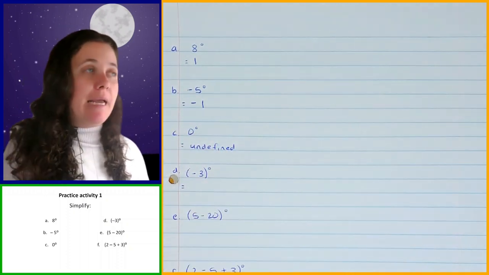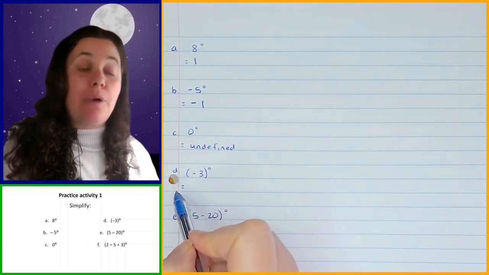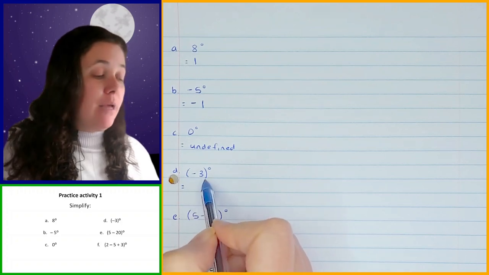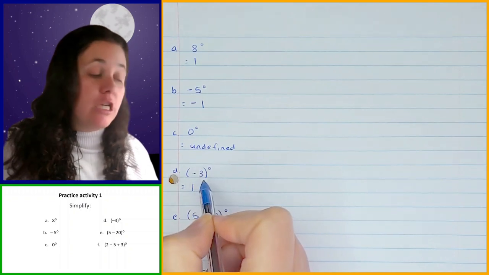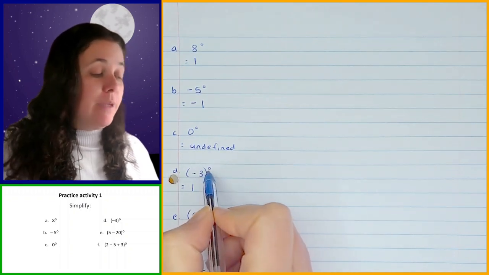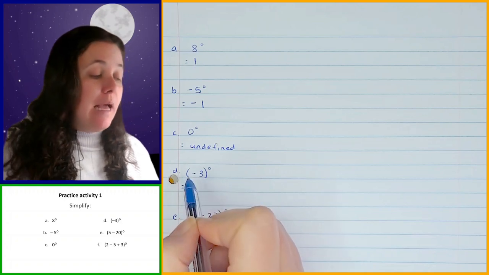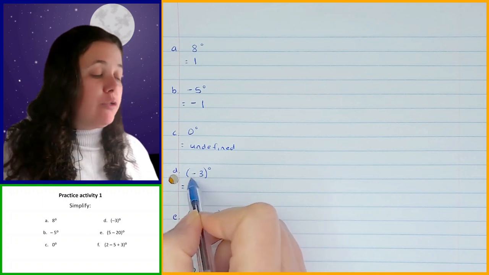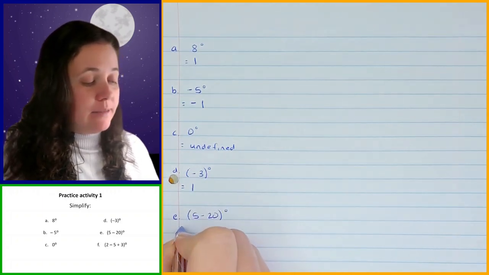Question D, we had negative 3 to the power of 0, but in this case, the negative is in brackets with the 3, which means that it is part of the base. And so that means that this whole thing is going to change to 1. Now, 0 is actually an even number, which means that it also would make that negative change to positive as well. So my whole base is negative 3, which means that that whole power is going to change to 1, including the negative in this case.